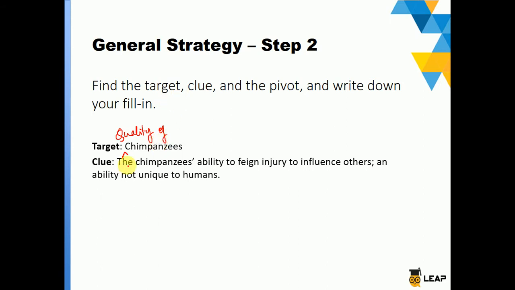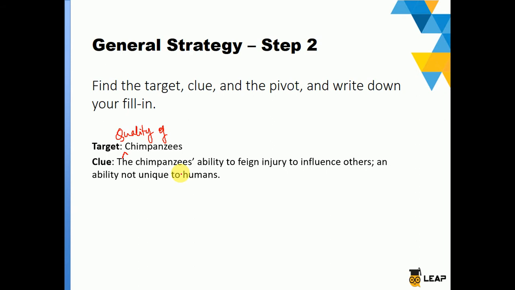Well, let's read. The chimpanzee's ability to feign injury to influence others, an ability not unique to humans. If you read the sentence again, I'm not going back. If you remember it in your mind, see, this is an ability that you have to develop. You can't keep constantly going back and forth, because in your mind you have to be quick. Of course, I'm taking you through things very fast, but keep understanding. You can't keep rereading the sentence again and again. You have to be quick with your catching.